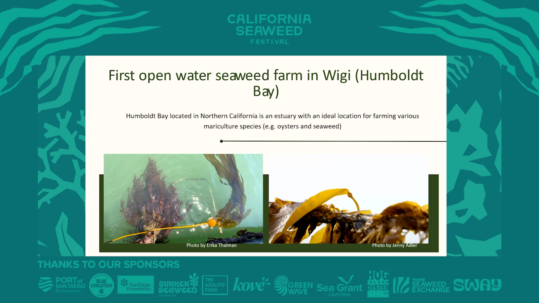My research is mainly centered on one of the first open water seaweed farms, in Humboldt Bay, also known as Wiyot. For many of you that are not familiar with Humboldt, Humboldt Bay is located within Northern California, and it's an estuary that is an ideal location for farming various mariculture species such as oysters and seaweed, along with ideal environmental parameters such as high nutrient content and providing coverage for a lot of species to thrive in, specifically seaweed.